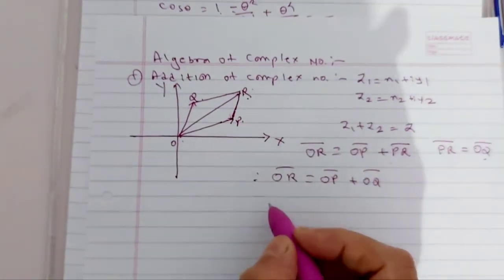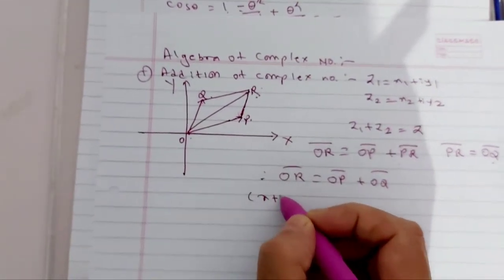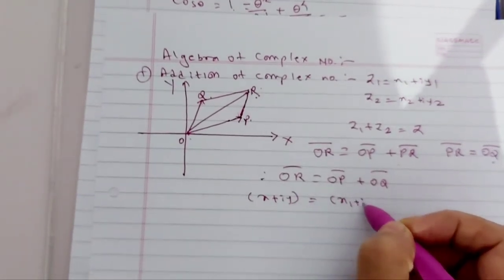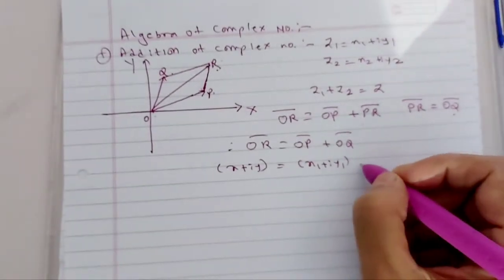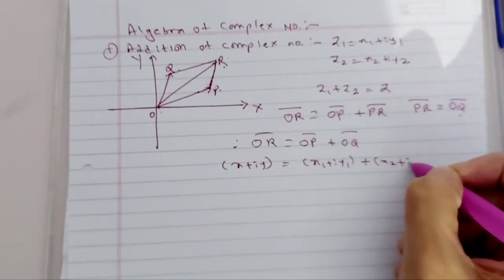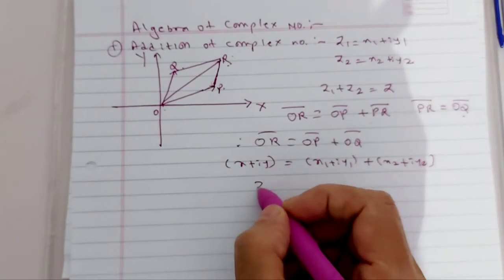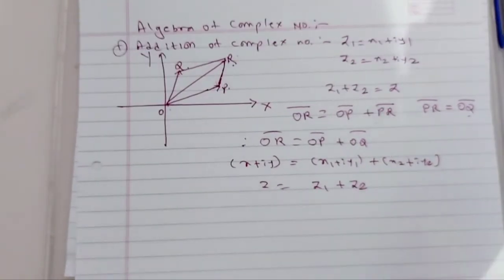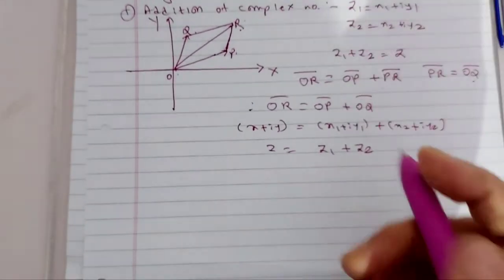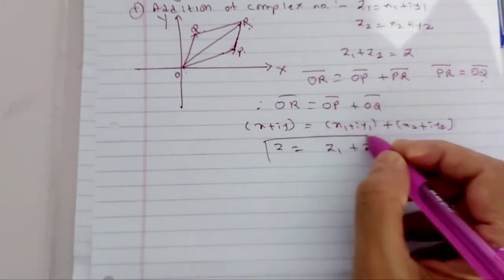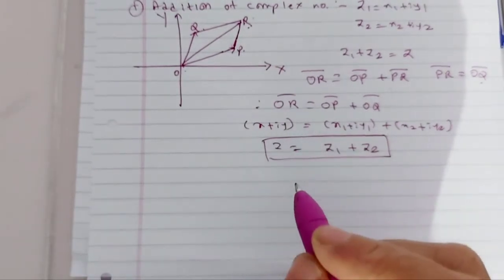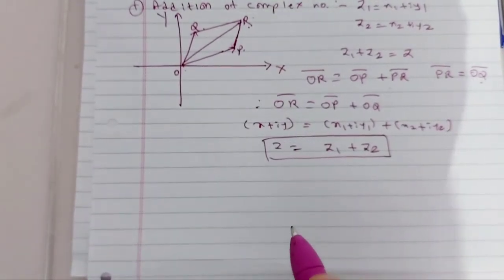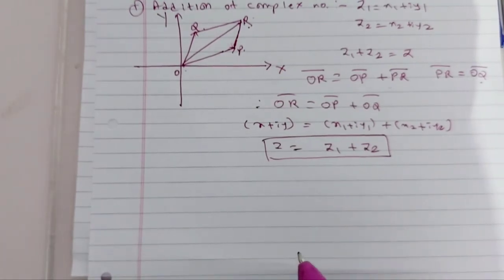Done. So what is my OR? I said x plus iy, which is the complex number, and OP is x1 plus iy1, and the second is x2 plus iy2. So z is equal to z1 plus z2. This is as simple as possible. Correct. This is the way we do the simple addition of two complex numbers. On the same logic, we will move towards the subtraction of two complex numbers.